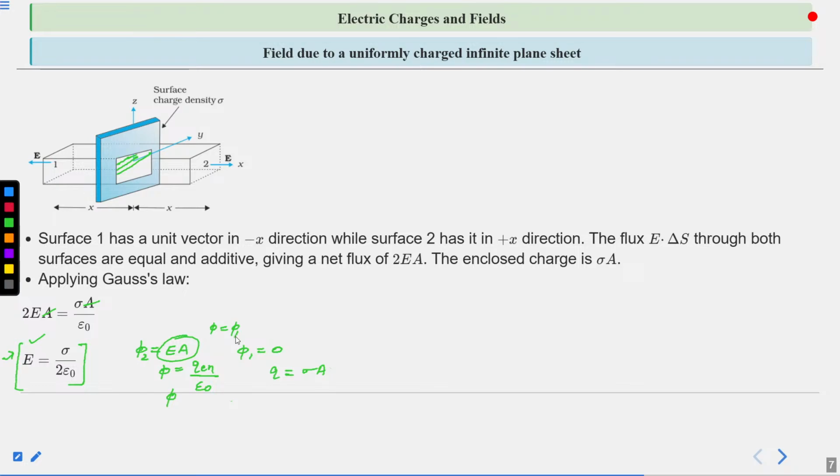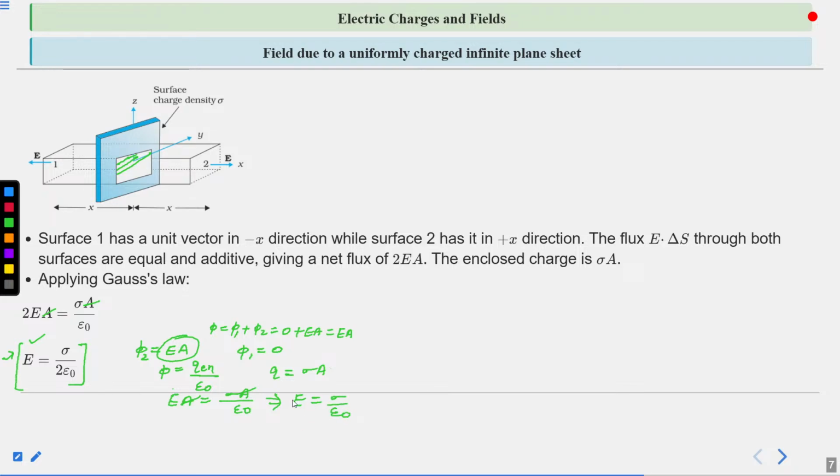So substitute the value of phi, because total phi is equal to phi 1 plus phi 2. Here phi 1 is 0 and phi 2 is EA. So it will be only EA. So EA equals the total charge, sigma A, divided by epsilon naught. Now solve. A cancels out, and the remaining term is E equal to sigma upon epsilon naught.